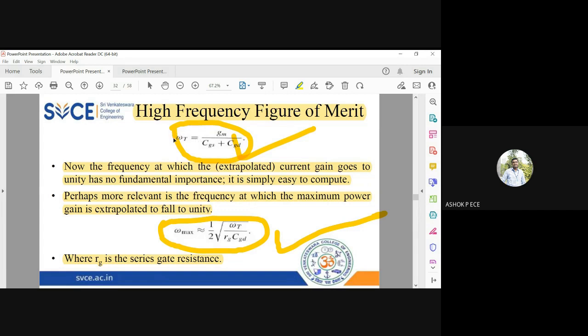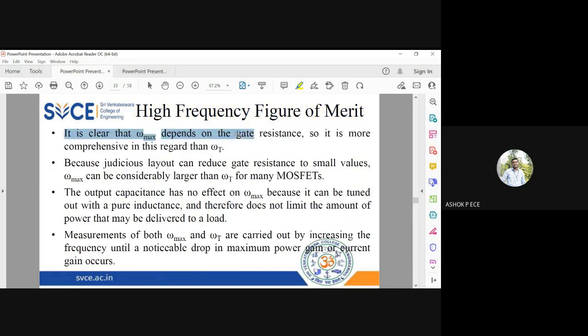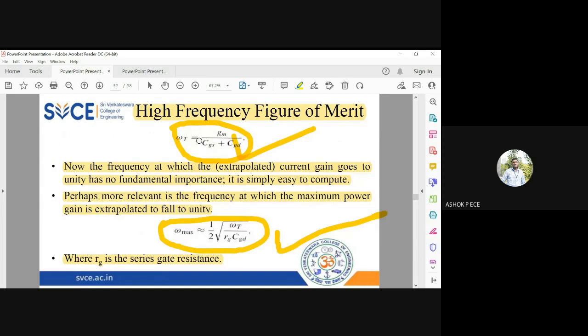Omega T is the largest frequency at which the current gain of the device becomes unity, and omega max is the largest frequency of the device at which the power gain becomes unity. So it is very clear that omega max depends on gate resistance. So it is more comprehensive than omega T. Omega T just depends on capacitance, but omega max, you see, is inversely proportional to the gate resistance.